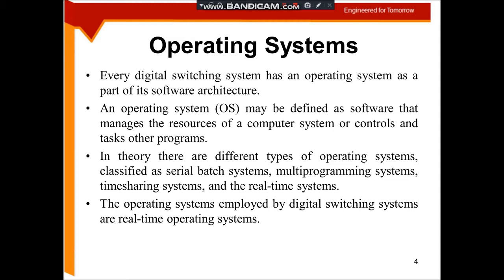The best example for real-time operating systems is automatic toll booths, how they open the doors. The operating system employed by digital systems is a real-time operating system. Out of all these, we are going to use the real-time operating system because it works in real time, because we don't know when the busy hour will be there and when the number of calls may increase or decrease. So we need a real-time operating system, and we mainly concentrate on it.